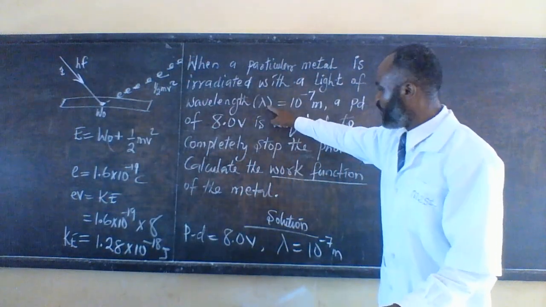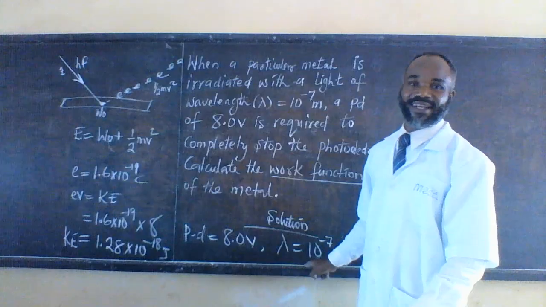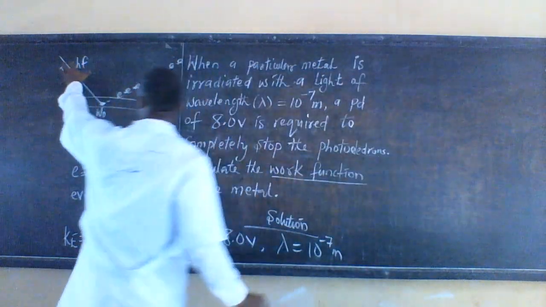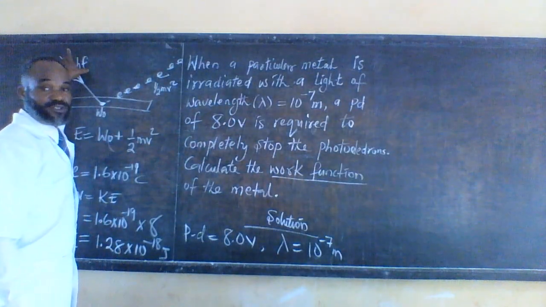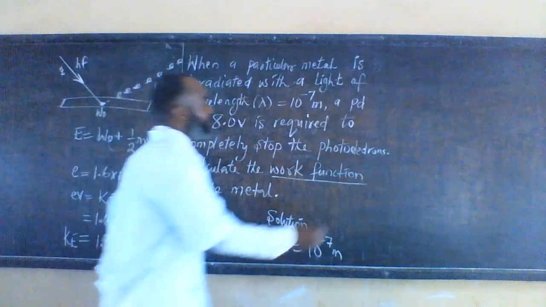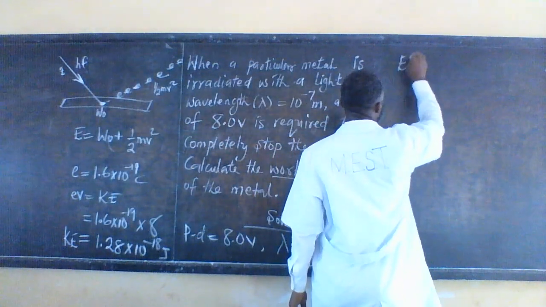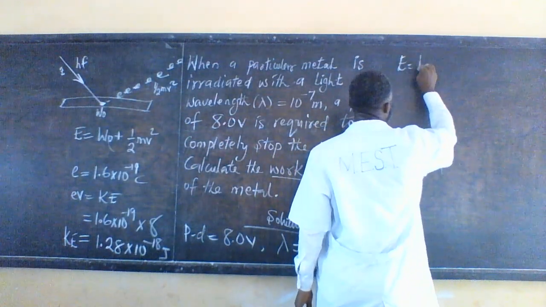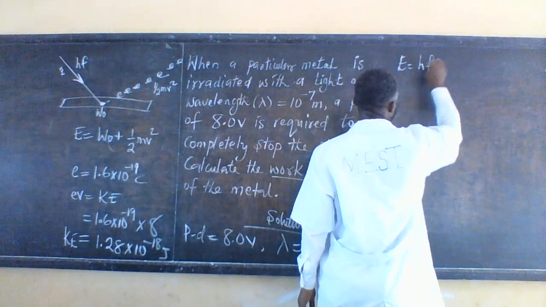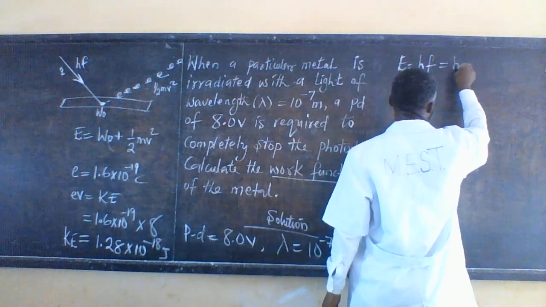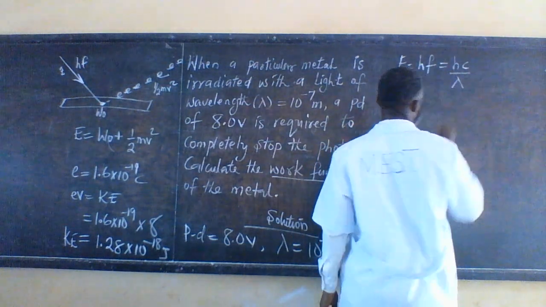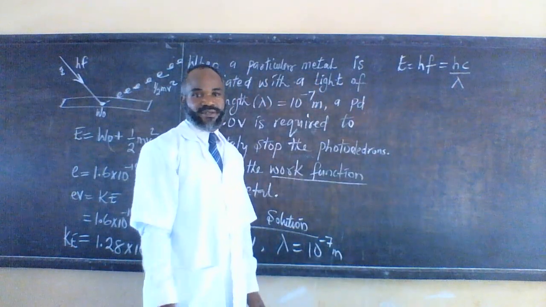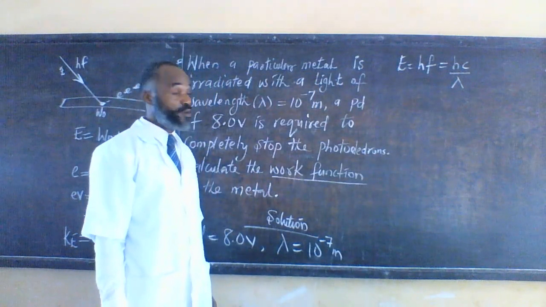Since the wavelength is given, we need to calculate E, the energy of the photon. We do that by saying E is equal to hf, where h is Planck's constant, which is also hc all over wavelength. So we can work with this.